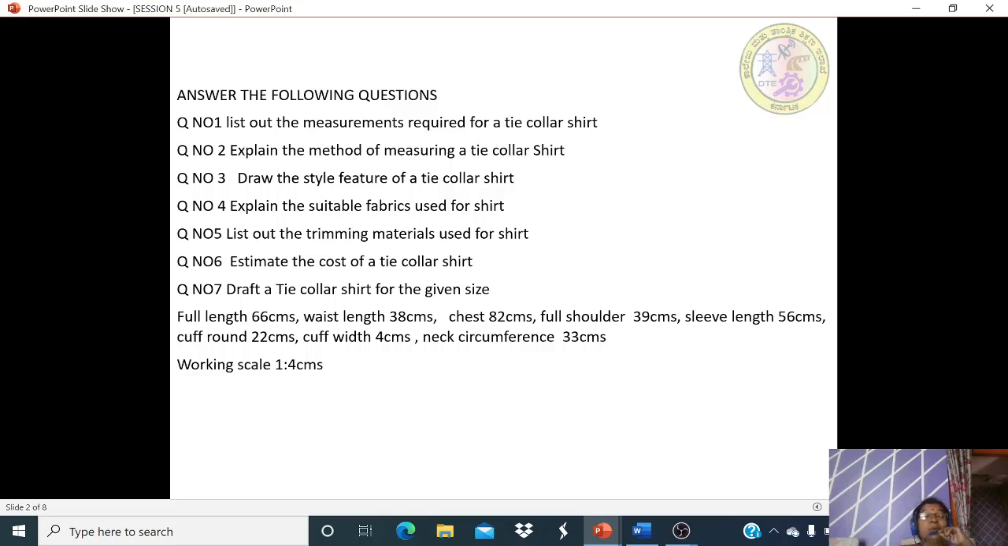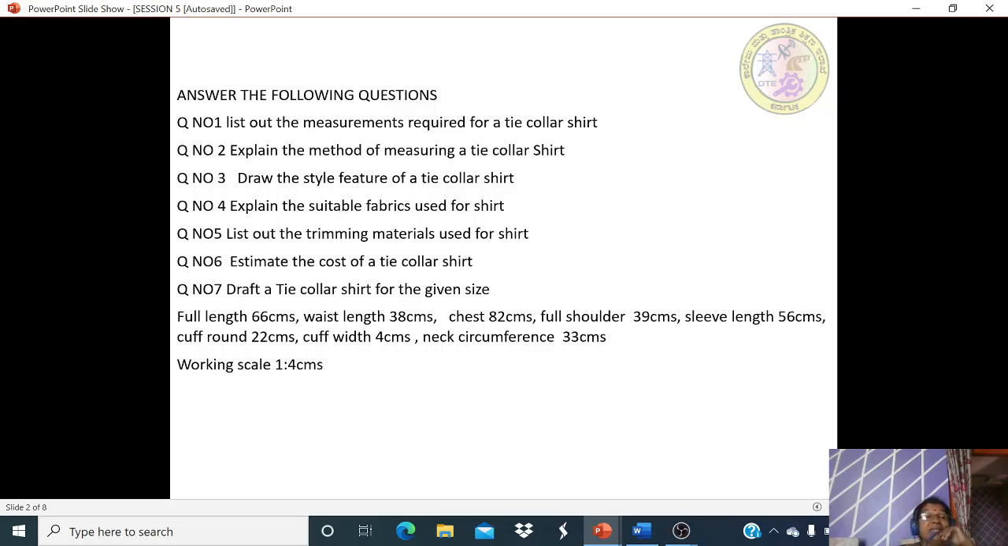This is also one exercise for you. You have to survey the market, you have to identify the fabrics, suitable fabrics you have to choose. You should know the price of the fabric, price of the trimming material, and you write about labor, cutting, everything, and find out the cost of a shirt.